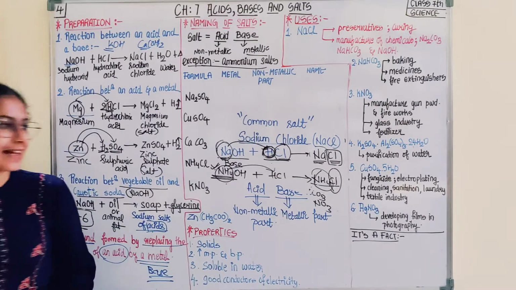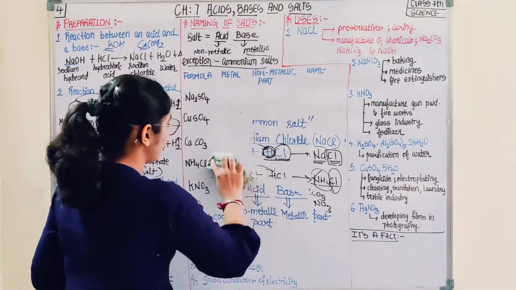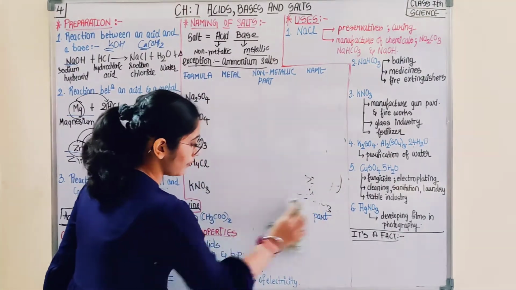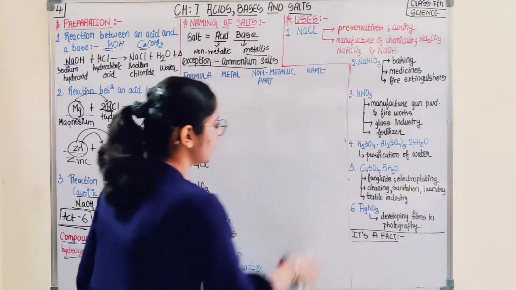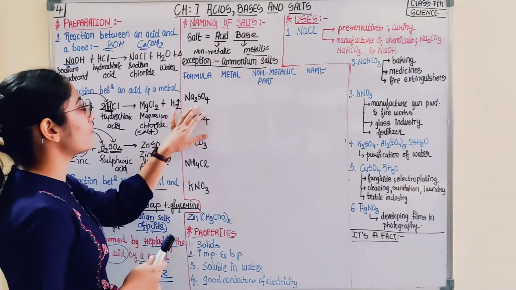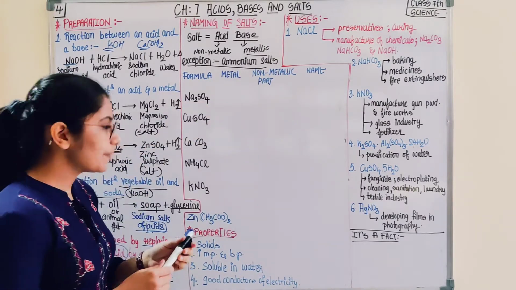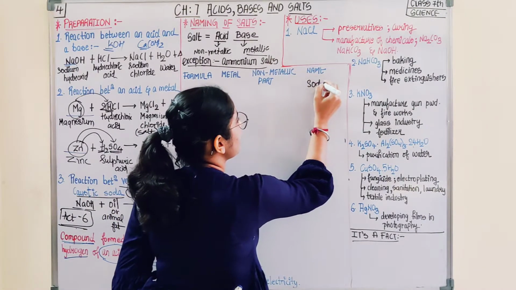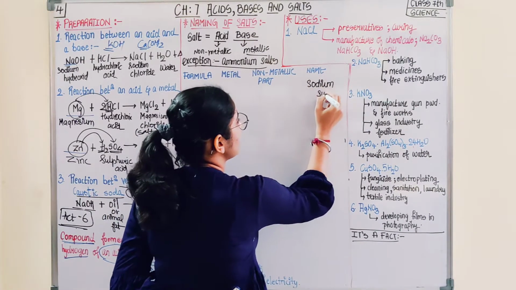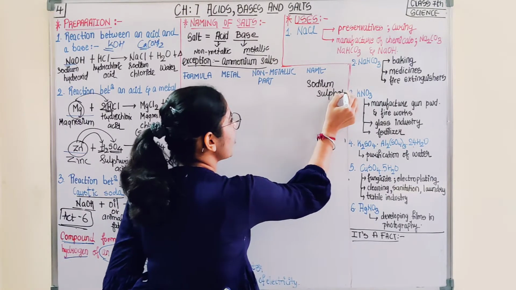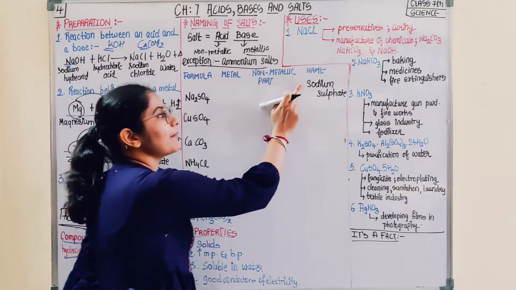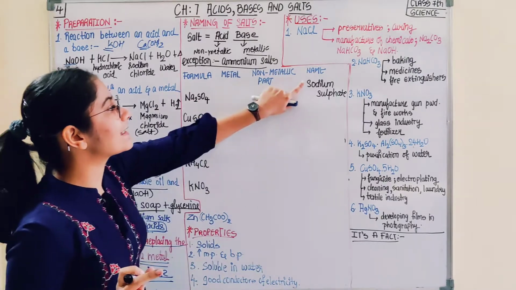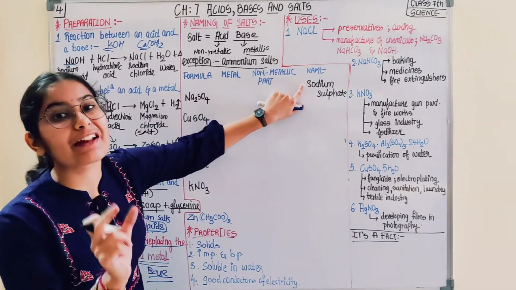Okay, so we take a few examples. These examples are given in tabular form, so let us check them out one by one. First example is given of Na2SO4. What would be the name of this salt? The name of this salt would be sodium sulfate. While writing the name of a salt, you first write the name of the metal, that is the metallic part, and then the non-metallic part. That means first you write the name of the part which is derived from base.